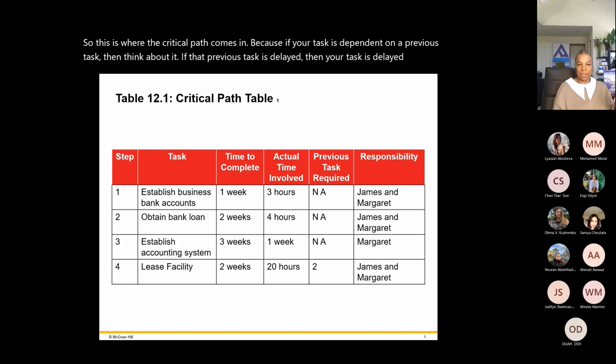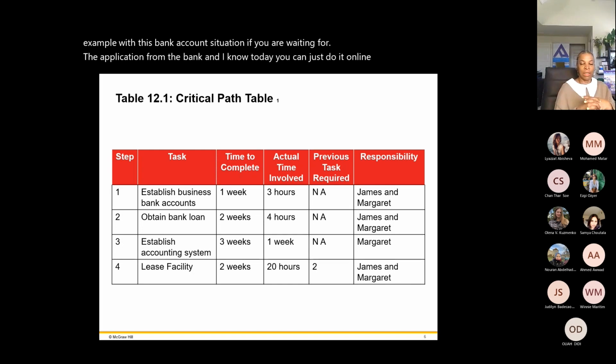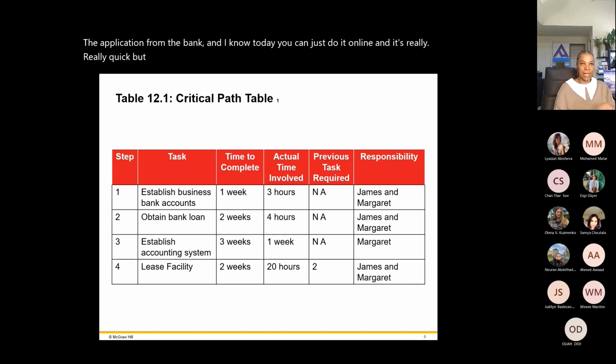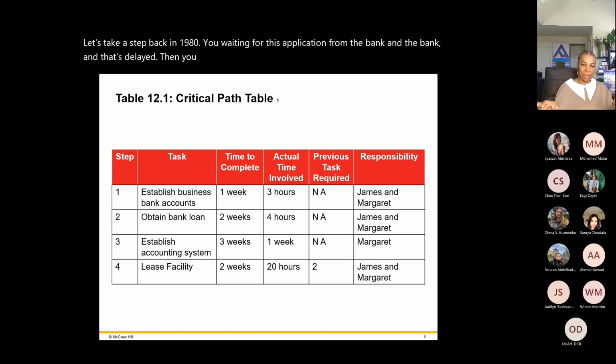So for example, with this bank account situation, if you are waiting for the application from the bank, and I know today you can just do it online and it's really, really quick, but let's take a step back to 1980. You're waiting for this application from the bank, and that's delayed. Then you can't fill out the application. So that process is delayed, right?